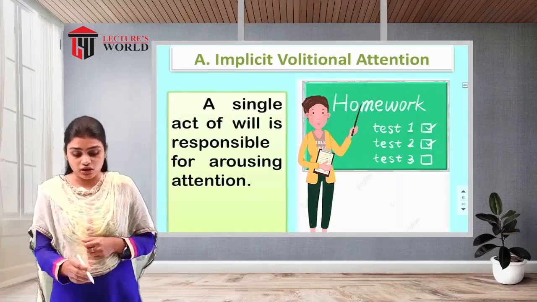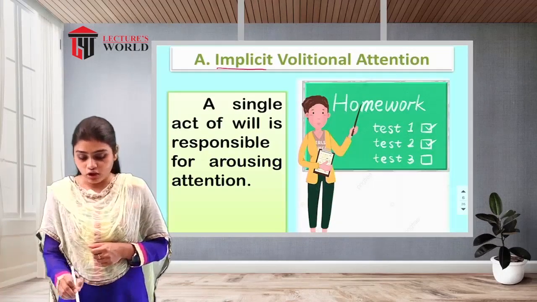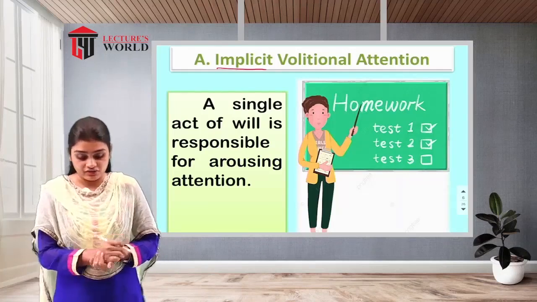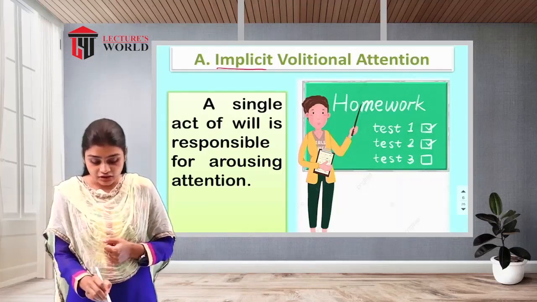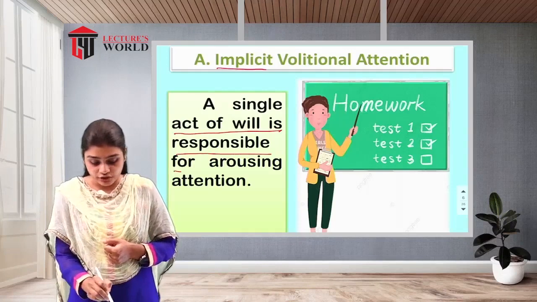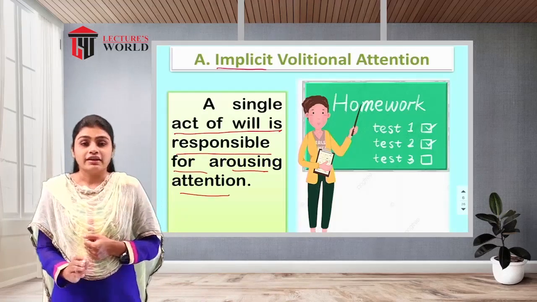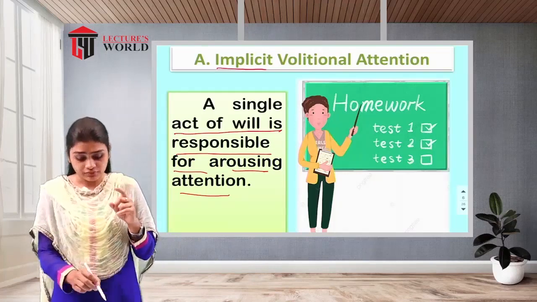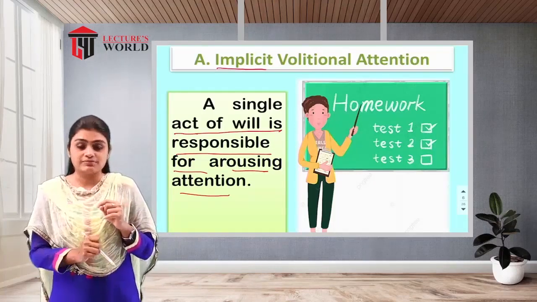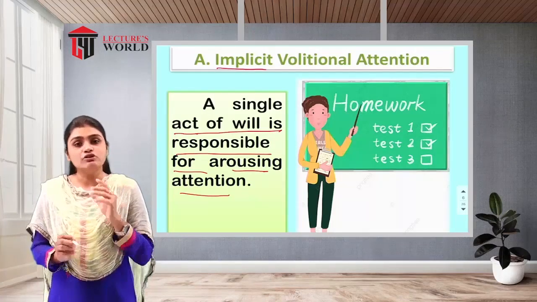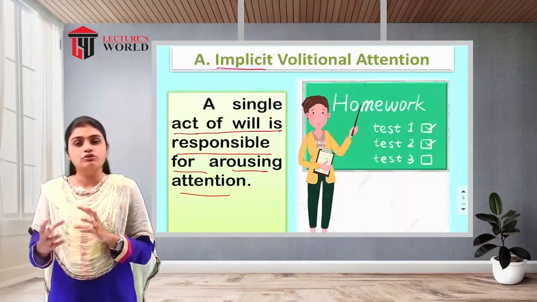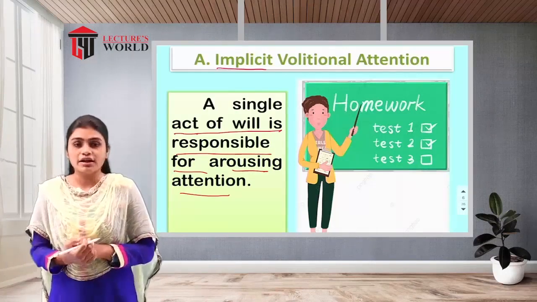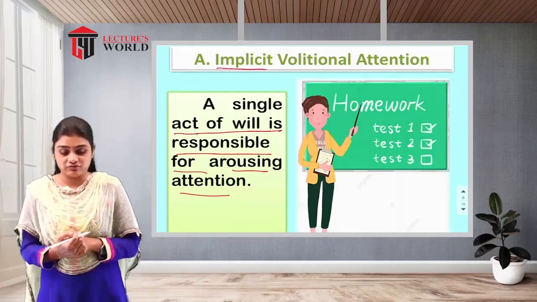The first one is your implicit volitional attention. So what is implicit volitional attention? A single act of will is responsible for arousing attention. That means we have one motive, a single act of will is responsible. That means we have one will, and to implement that will, to focus on that one particular thing, we are doing an activity. So that is your implicit volitional attention.